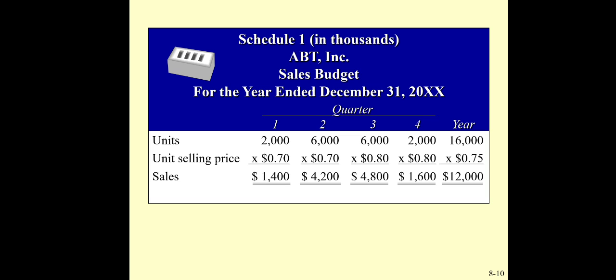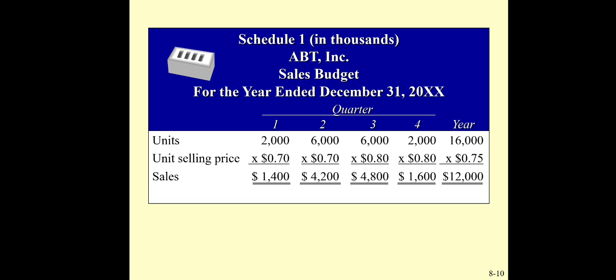Okay, now this is step 1. This is step 1 in preparing the operating component of the master budget. So the first one, in accordance with the previous slide, the first budget in the master budget is the sales budget. In this slide, the sales budget is given number 1, or Schedule 1.